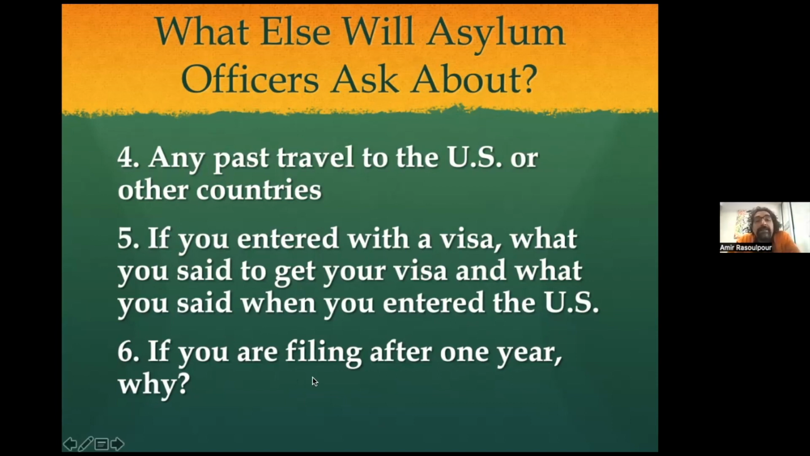And then finally, if you're filing after 1 year, why? Why after 1 year? Because there's a 1-year filing deadline. And there can be exceptions to the 1-year filing deadline, but these would also need to be explained. The asylum officer will ask about it, and you should also explain it in your story.